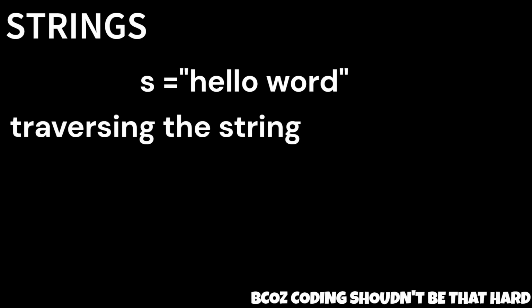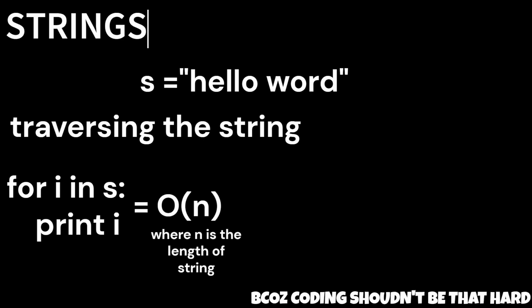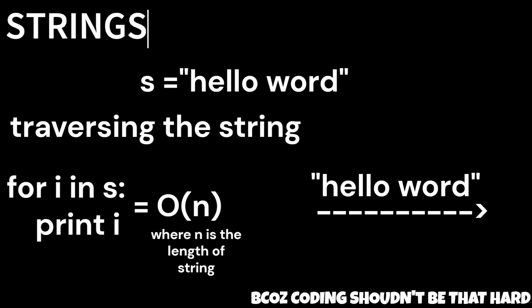Let's talk about traversing through a string. If you want to print every character in a string, then you have to go through every single element in the string. Let us say that the length of the string is n, then you have big O of n. You have to go through the length of the string, which makes it big O of n.